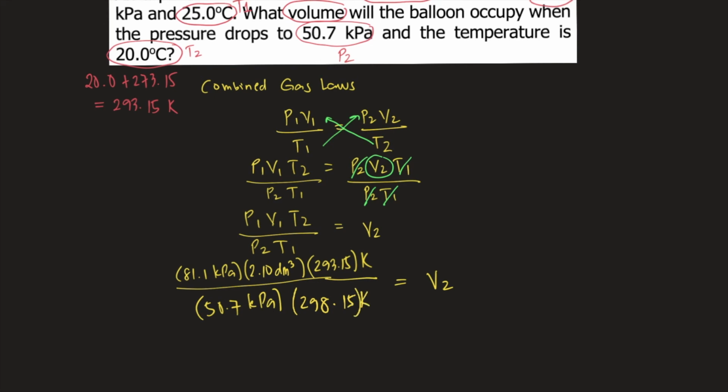So if we check the units, kilopascal would cancel, Kelvin would cancel, and the unit for volume is dm cubed. So if we solve for V2, this is equal to 3.30 dm cubed. And this is the answer to the question.